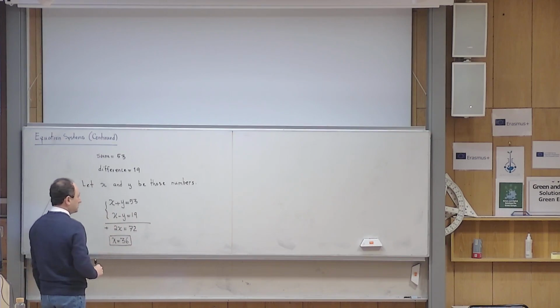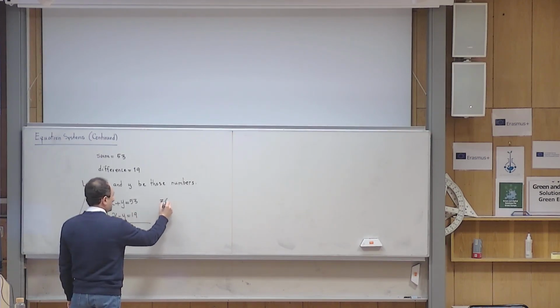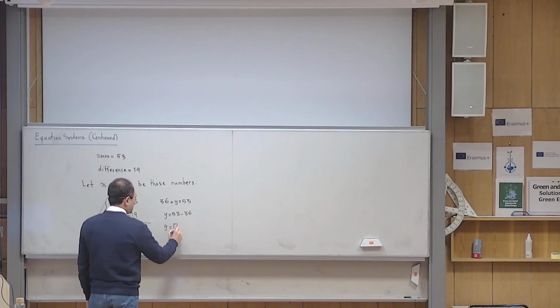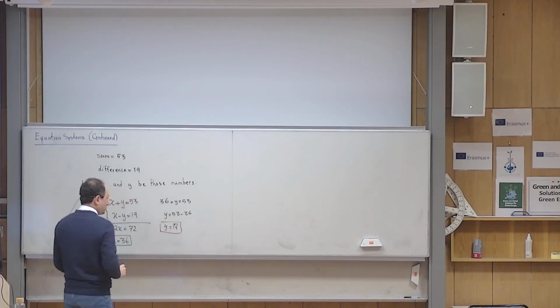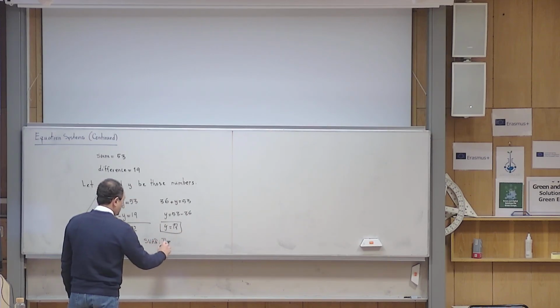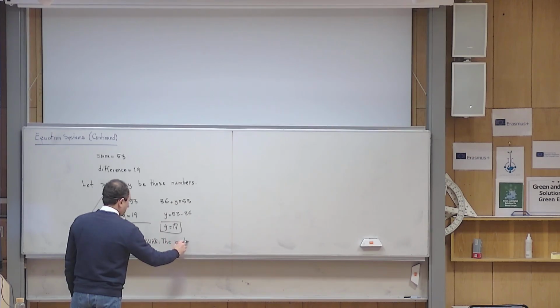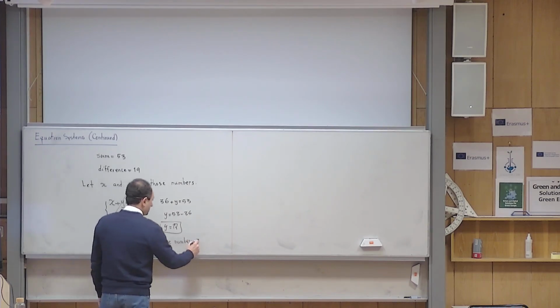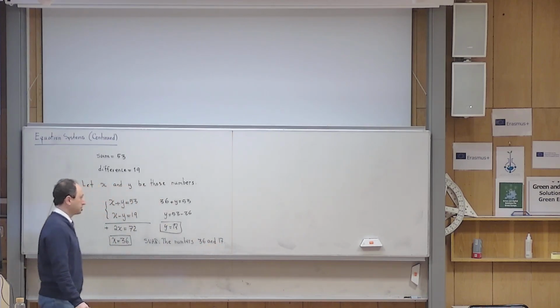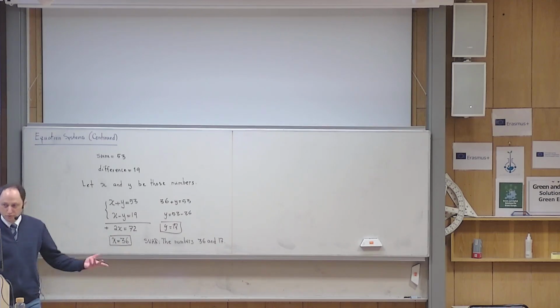I put it back in one of these equations. For example, the first one, 36 plus y is 53, and then y becomes 53 minus 36, which is how much? 17. Yes, so this is 70. So as the answer, you say that the numbers are 36 and 70. That is what you have to write. So something like this, but this was the extremely simple one.